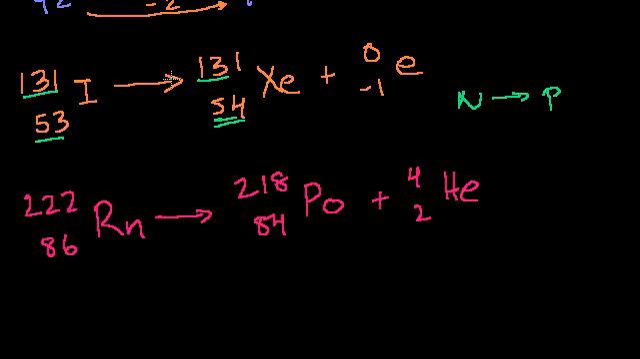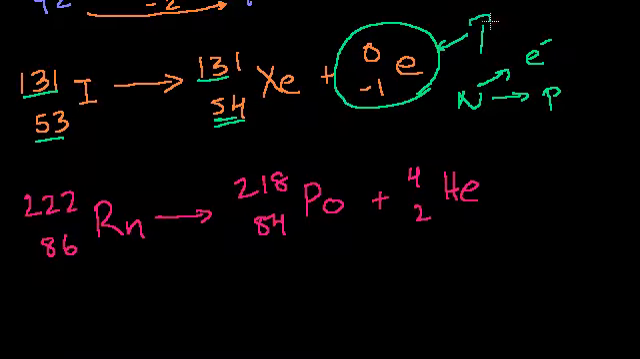And the way that a neutron goes to a proton is by releasing an electron. And we see that in this reaction right here. An electron has been released. And so this is beta decay. This is a beta particle. This is beta decay.